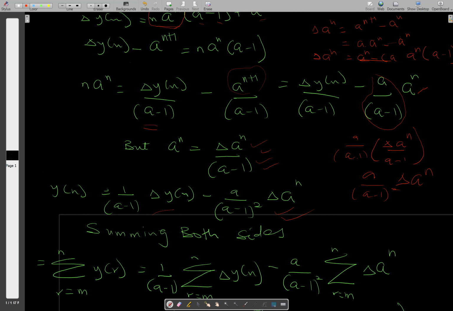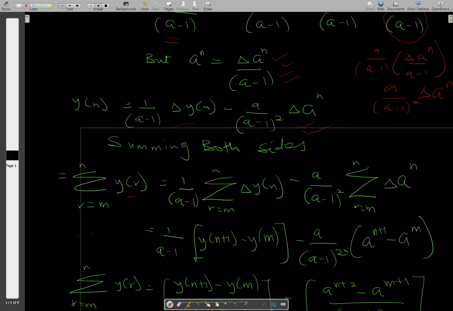So we can factorize it out, then we find the sum on both sides. So let's find the sum on both sides. When you find the sum, we choose a dummy variable. Let's find the sum as r starting from m up to n of y of r, where r is our dummy variable. It is the same as the sum of this, but this is a constant, or scalar, so you can bring it out of the sigma sign. Then the same thing applies to the last term.